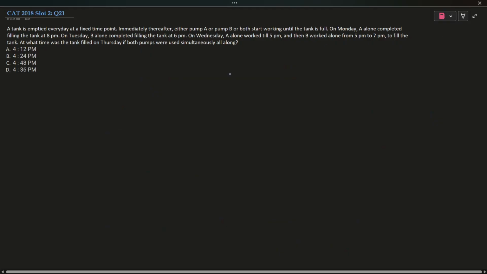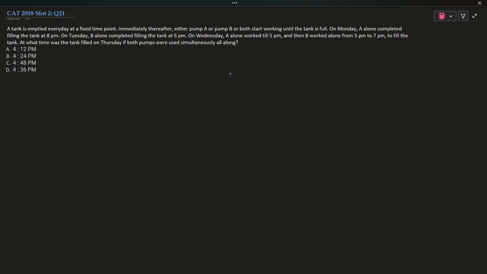A tank is emptied every day at a fixed point of time. Immediately thereafter either pump A or pump B or both start working until the tank is full, my bad. On Monday, A alone completed filling the tank at 8 p.m. On Tuesday B alone completed filling the tank at 6 p.m. That means B takes 2 hours less to fill the tank.